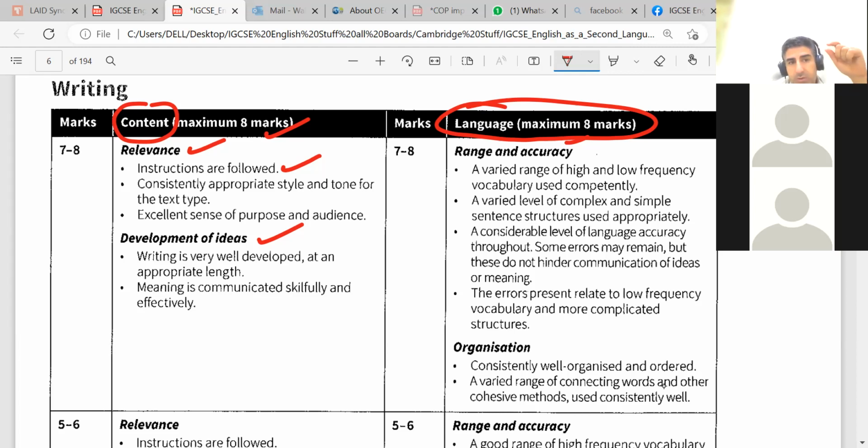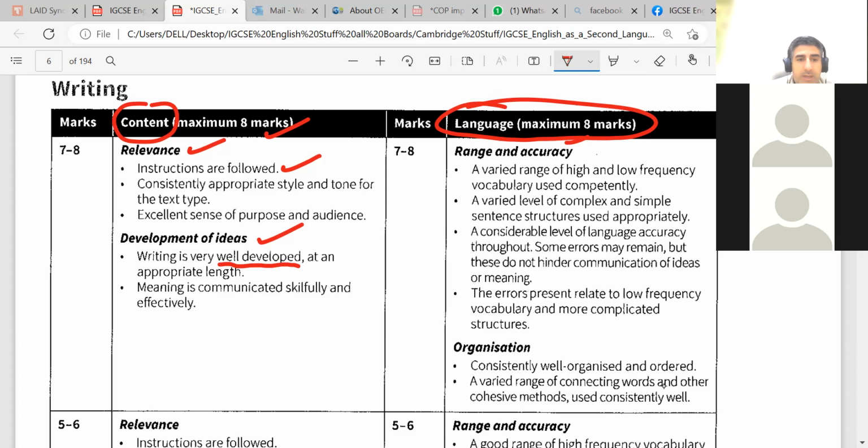Another point related to content is development of ideas. What I mean is your writing should be very well developed. What do I mean by well developed? Here, for example, I love eating fruit, but I don't like eating vegetables. This is okay, but these are main ideas. You should develop them. How to develop them? You should give me examples. You should exemplify. Which fruit you don't like? Which vegetables you like or don't like?